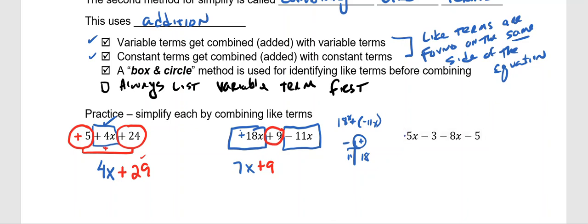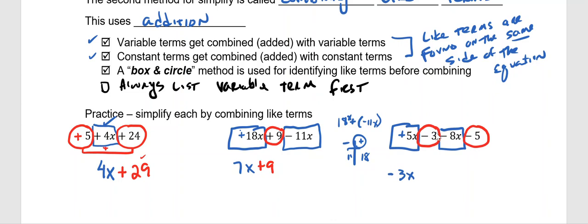One last example. Notice we have an extra term going on. So I will put a box around my positive 5x. I will put a box around my negative 8x. I will put a circle around my negative 3, and a circle around my negative 5. Okay, so we're using calculators to assist us, so we can just simply do 5 plus negative 8, and we should discover that gives us negative 3x.